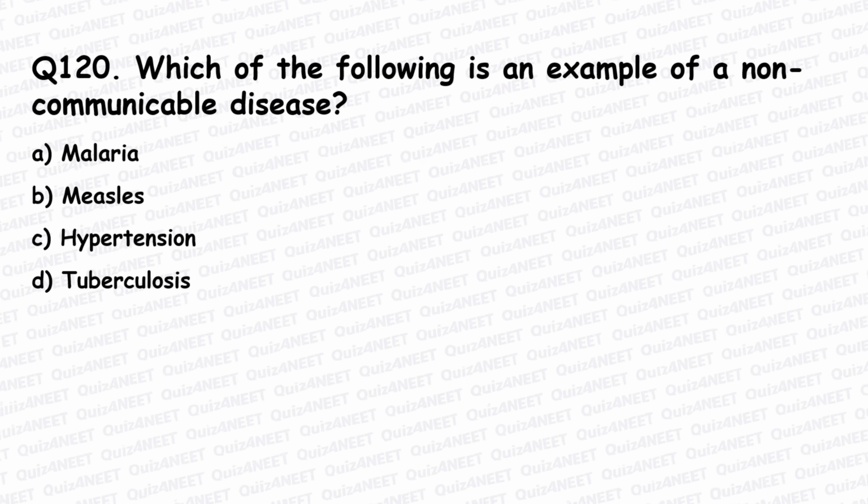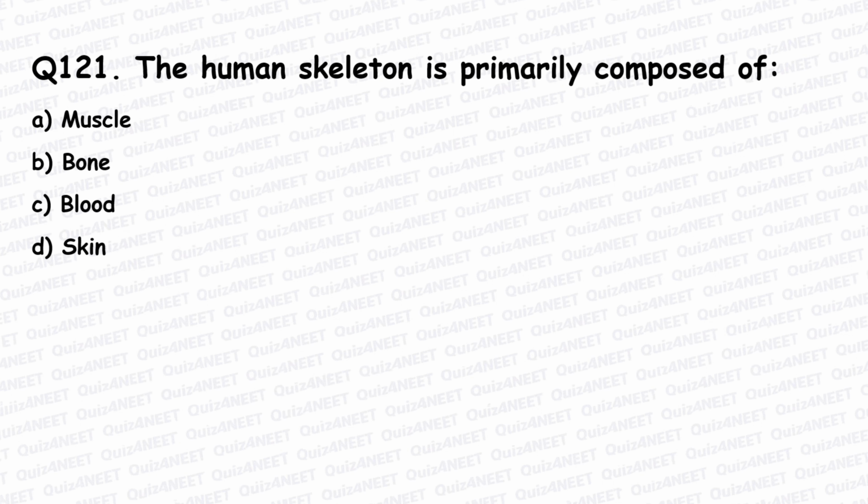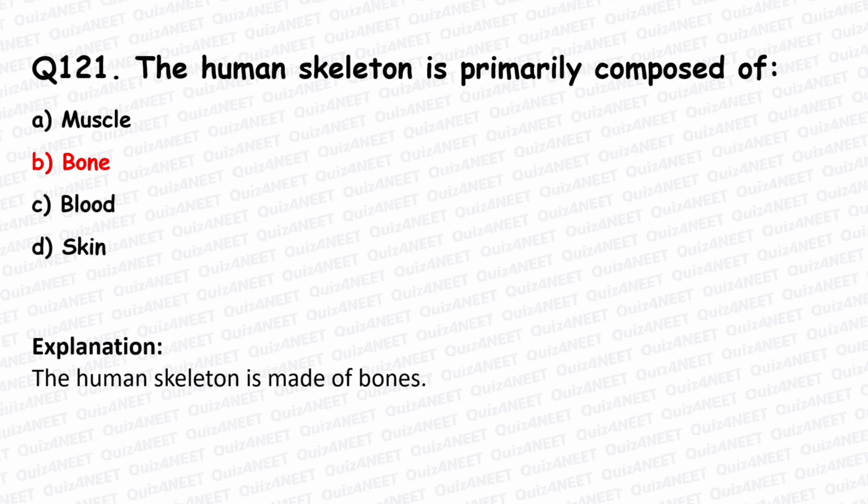Q120. Which of the following is an example of a non-communicable disease? A. Malaria, B. Measles, C. Hypertension, D. Tuberculosis. Answer C. Hypertension. Hypertension cannot spread from person to person. Q121. The human skeleton is primarily composed of A. Muscle, B. Bone, C. Blood, D. Skin. Answer B. Bone. The human skeleton is made of bones.